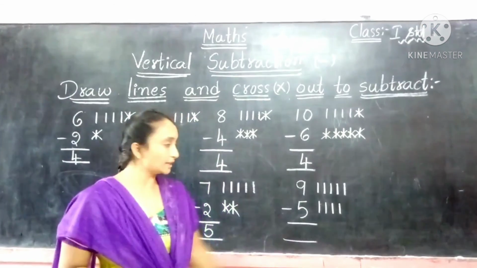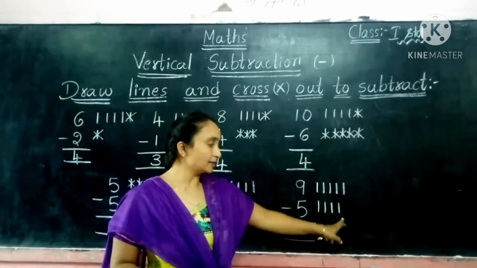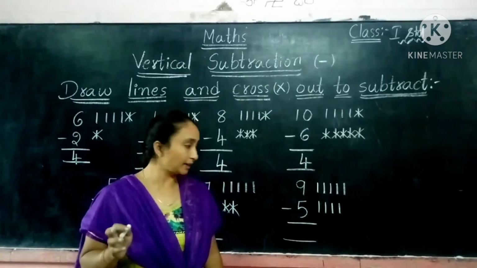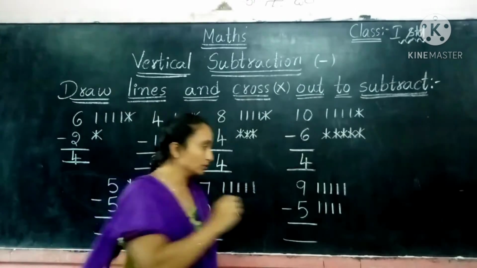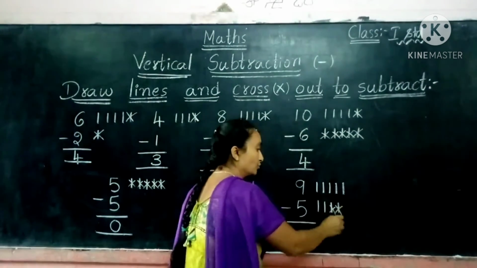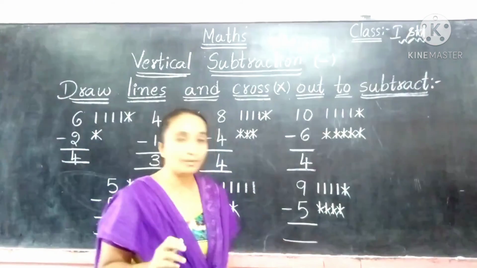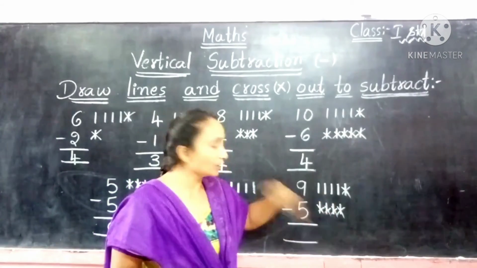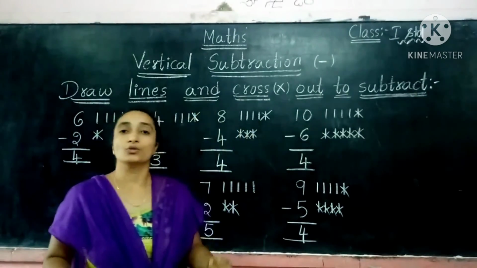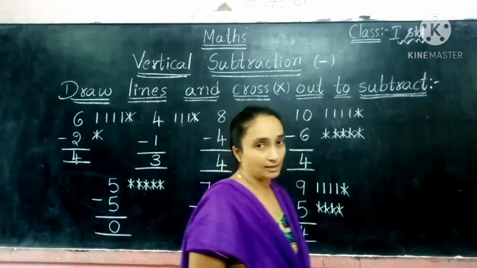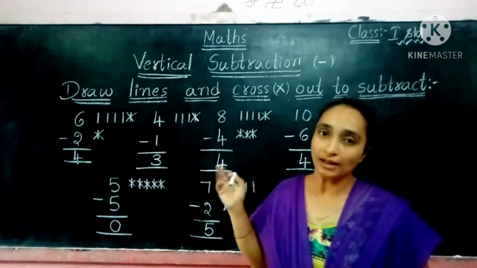Now the last one here, we can see 9 minus 5. So here I have drawn 5, 6, 7, 8, 9. Total 9 lines I have made there. The second number here they have given is 5. So 5 lines we have to cross out. So let us start, children. 1, 2, 3, 4, 5. So 5 lines I crossed out. So how many are remaining? How many are left over there? 1, 2, 3, 4. So 4 lines are left there. So 4. So here we have completed the vertical subtraction by drawing lines and crossing out the lines.